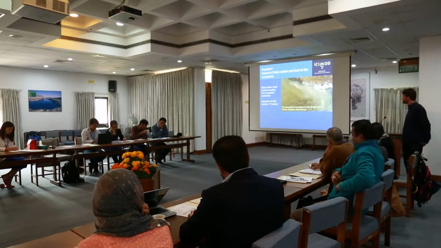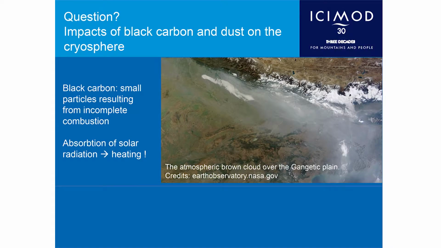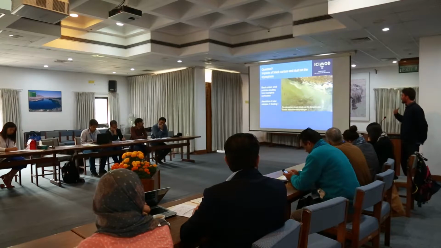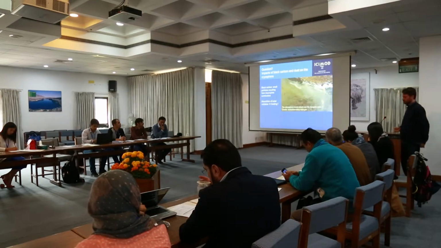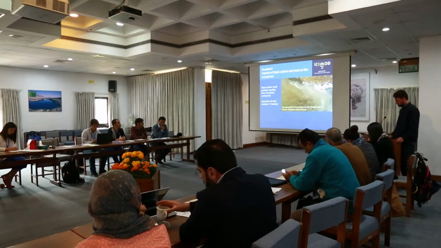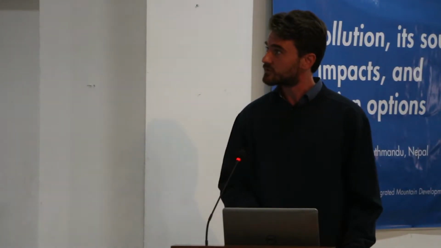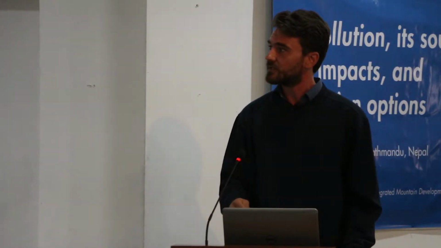So the question is posed now. I imagine you have already had a lot of presentations about all this pollution. We all know, I bet, that there is this atmospheric brown cloud above the Indo-Gangetic plain. And we pose the question of how that is going to influence the glacier melt and the snow melt and the processes related to that. So I put this image to illustrate the density of this dust.